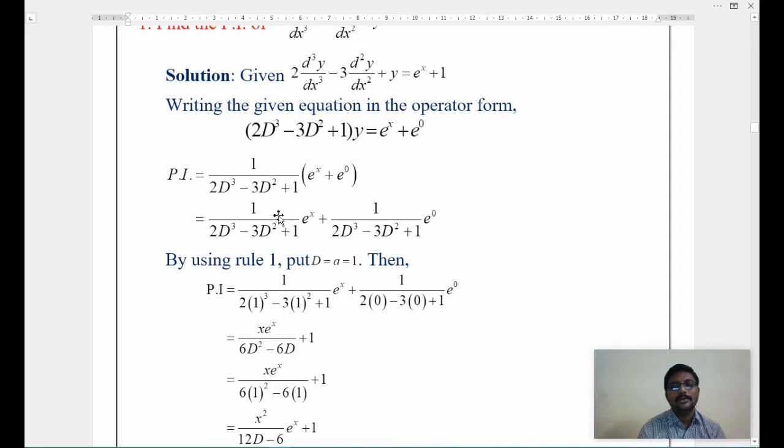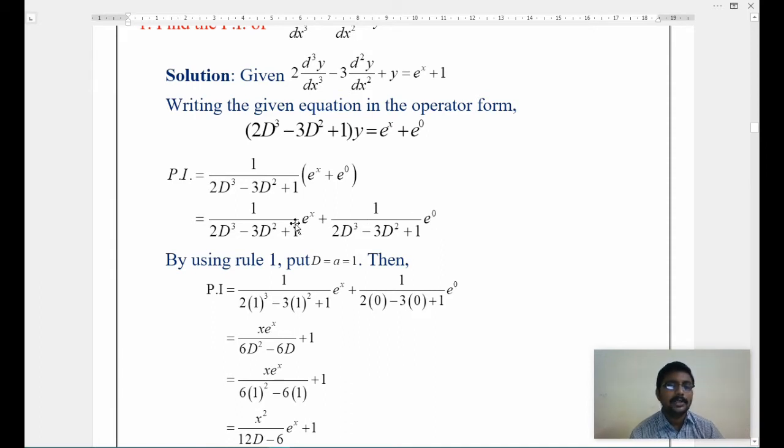Now it is case 1, because the exponential function is there. Whenever the exponential function is there, just use rule 1. So what is a here? Comparing with e^(ax), D equals a, that is a equals 1. So here we have to put D equal to 1. Here we have to put D equal to 0, because e^(0x) is there, so the D value is 0 here.